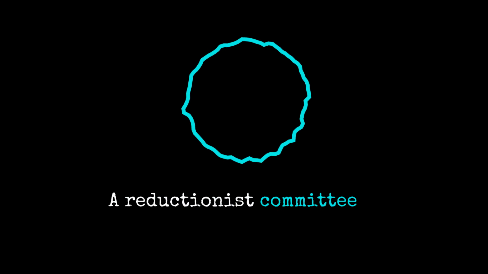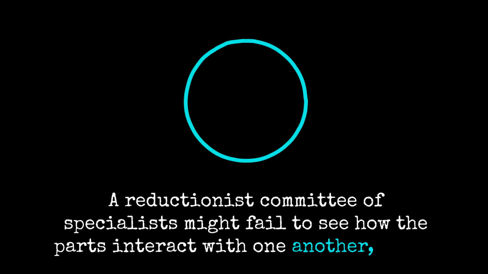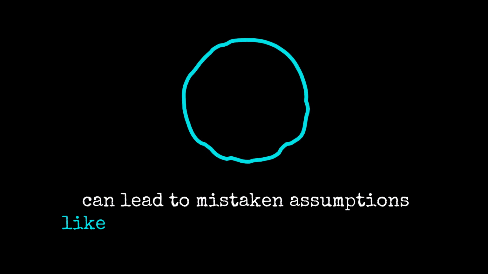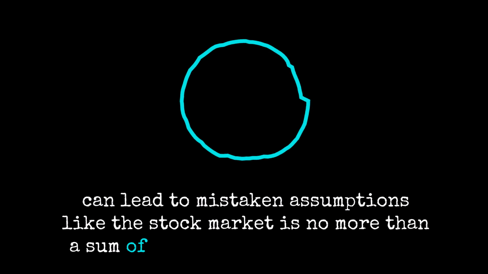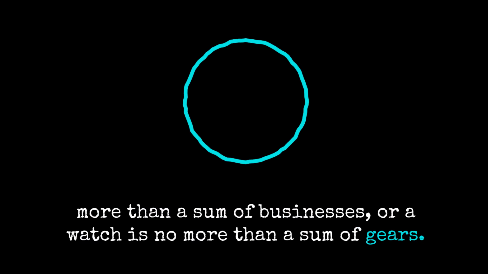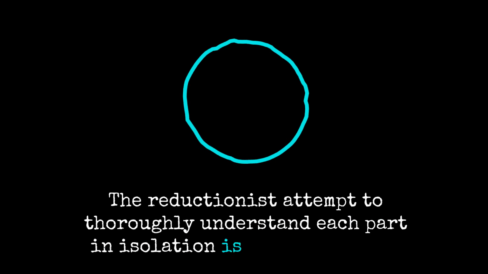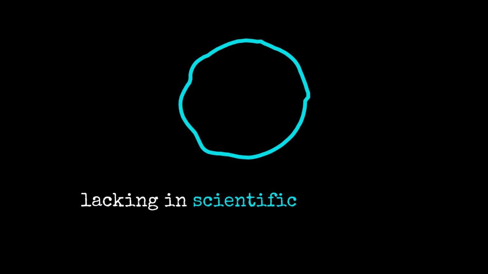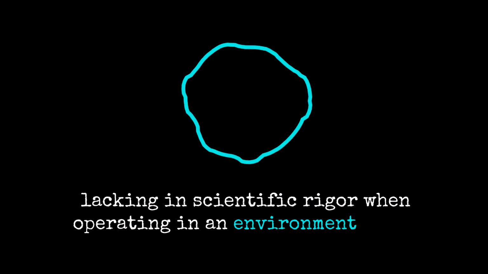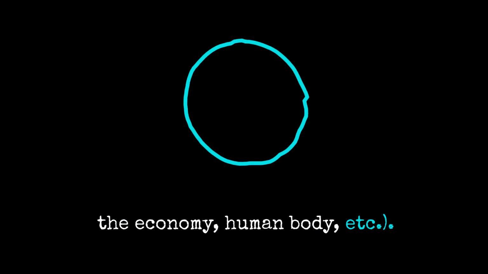A reductionist committee of specialists might fail to see how the parts interact with one another, which can lead to mistaken assumptions like the stock market is no more than a sum of investors, an economy is no more than a sum of businesses, or a watch is no more than a sum of gears. The reductionist attempt to thoroughly understand each part in isolation is a challenge and lacking in scientific rigor when operating in an environment where the parts cannot be isolated, for example, the economy, human body, etc.